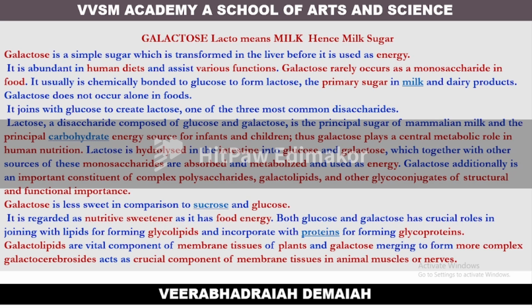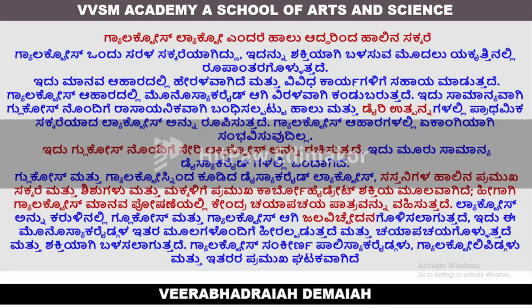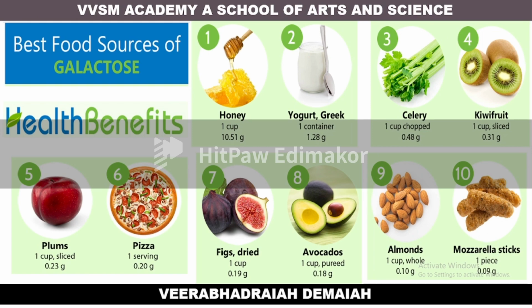Galactolipids are a vital component of membrane tissues, and galactose merges to form more complex galactocerebrosides, which act as a crucial component of membrane tissues in animal muscles and nerves. So the best food sources of galactose are honey, yogurt, celery, and kiwi fruit. These are important. Observe carefully and try to understand the categories of these health benefits. Best food sources of galactose.